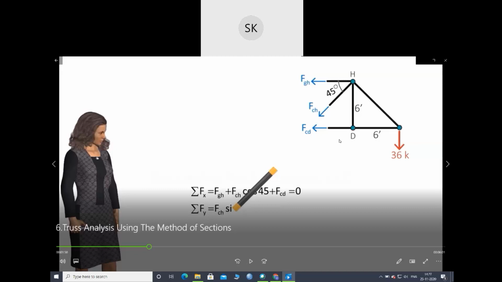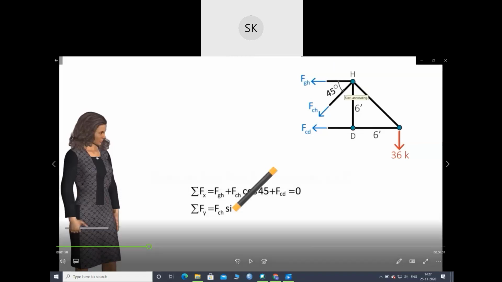Now we'll use the equilibrium equations. Whenever you have an inclined force, you have to resolve it like this. This will be FCH cos 45. This vertical will be your FCH sin 45. Sorry, this will be your cos and this will be your sin.